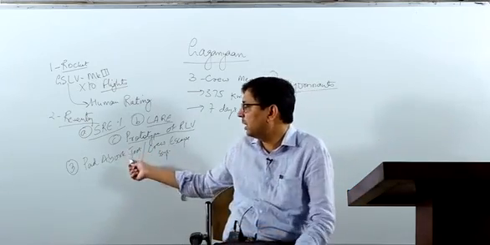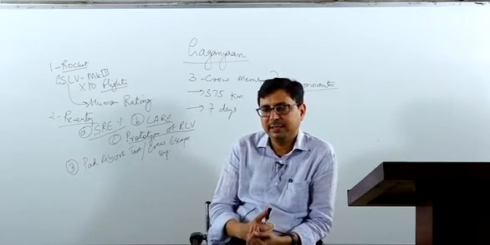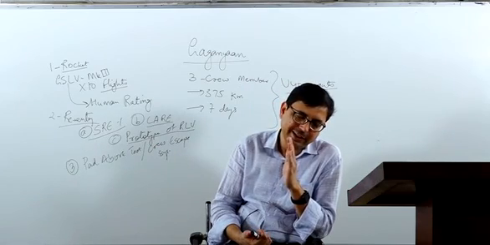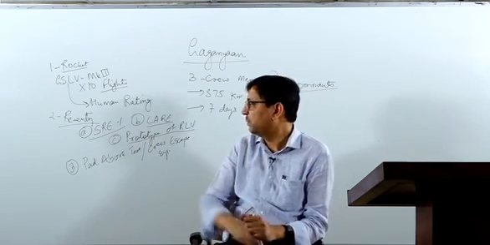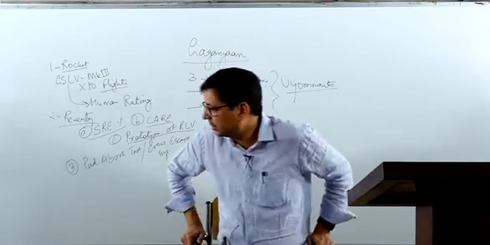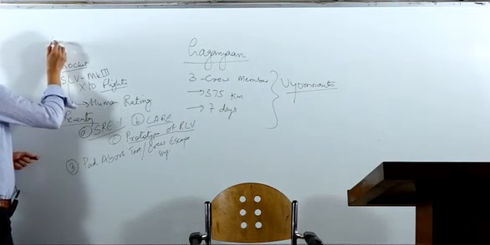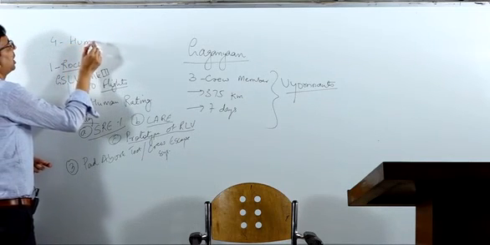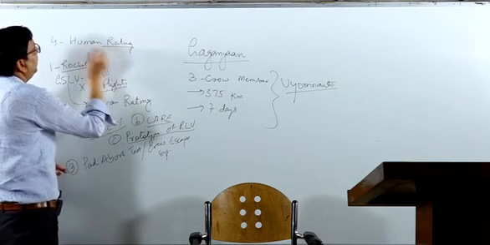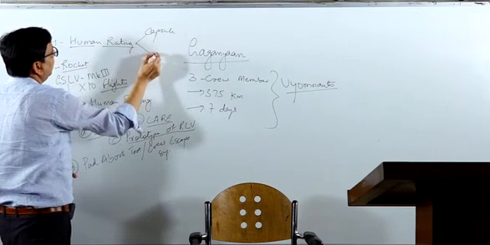It was performed in July 2018, and in August 2018 the announcement for the Gaganyan mission was made. That is requirement number 3 as far as Gaganyan is concerned. Fourth is human rating. Human rating of the capsule and the vehicle, both.